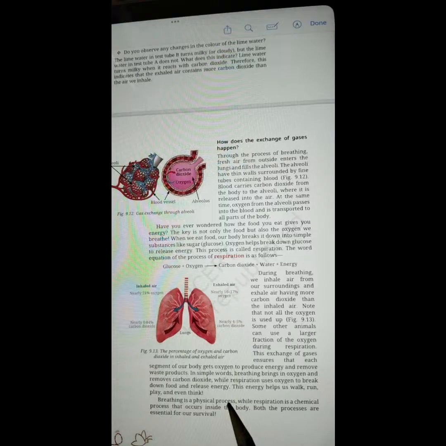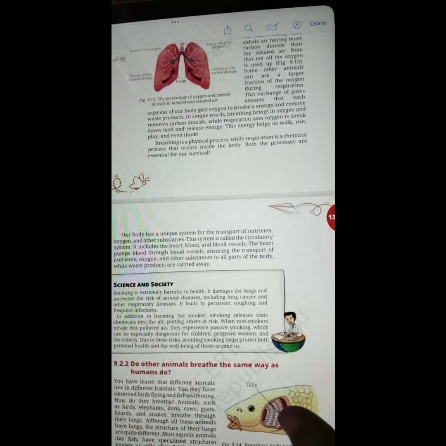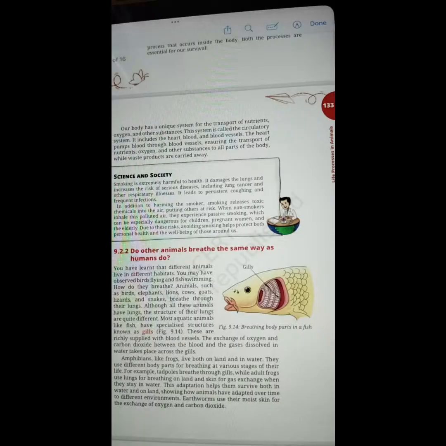In simple words, breathing brings in oxygen and removes carbon dioxide, while respiration uses oxygen to break down food and release energy. This energy helps us in keeping us warm, able to run, play, and even think. Breathing is a physical process, while respiration is a chemical process that occurs inside the body. Both the processes are essential for our survival. Next page.